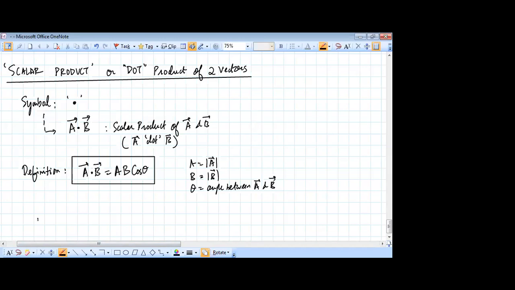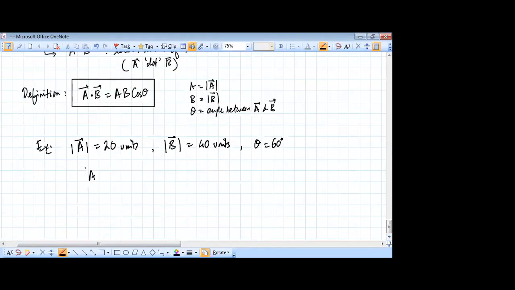So for example, अगर मुझे पता है कि वेक्टर A का मैग्नीट्यूड 20 यूनिट्स है, कोई भी यूनिट हो सकता है, सपोज डिस्प्लेसमेंट है तो मीटर है या किलोमीटर है, व्हाटएवर. B का मैग्नीट्यूड लेट्स से 40 यूनिट्स है, एंड इनके बीच का जो एंगल है थीटा, दैट इज 60 डिग्रीज. एंड आई आस्क यू कि हाउ मच इज A डॉट B? द आंसर इज वेरी सिंपल. A dot B will be given by the simple substitution of the formula.